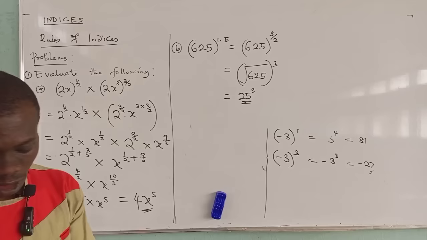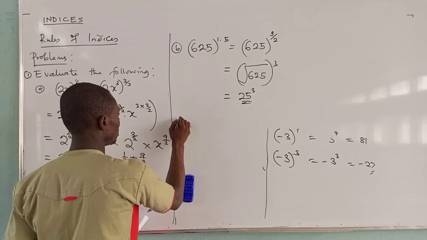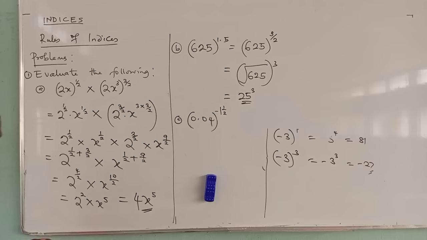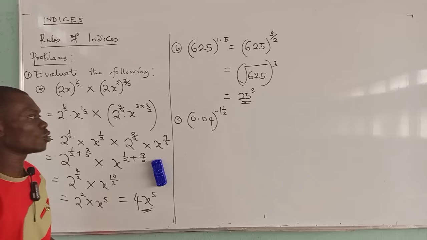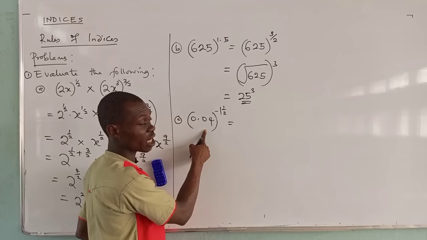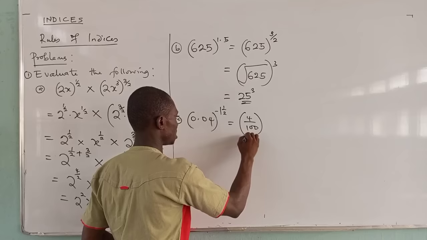Now the third one, we have a third example, which is C. We have 0.04, just to put it in another form. And if we do that, we also have a mixed number. And there is no rule covering a mixed number. Like I said earlier, there is a rule that covers a fraction. And so I'll change this into a fraction, and even this decimal here should be changed to a fraction. And if I do that here, I am going to get 4 all over 100, and that will be raised to the power of minus 3 over 2.